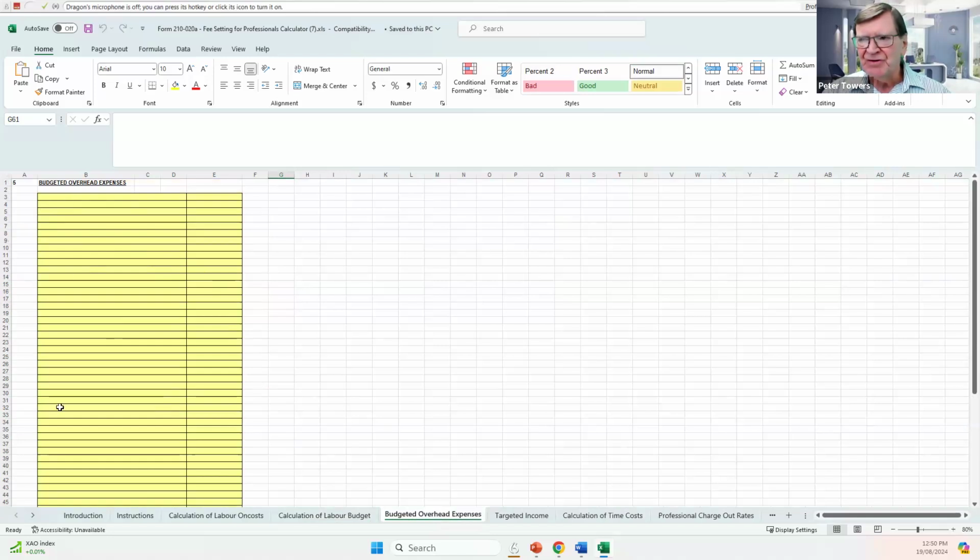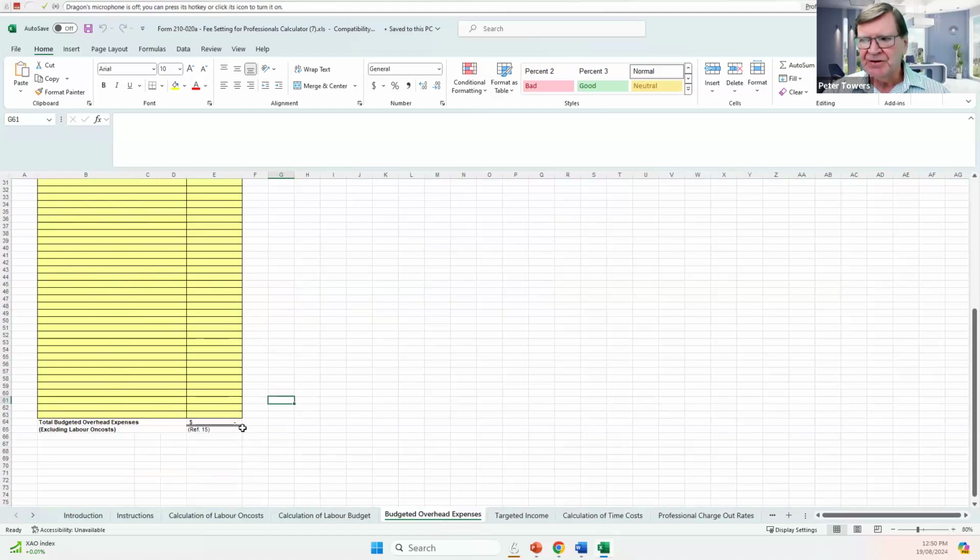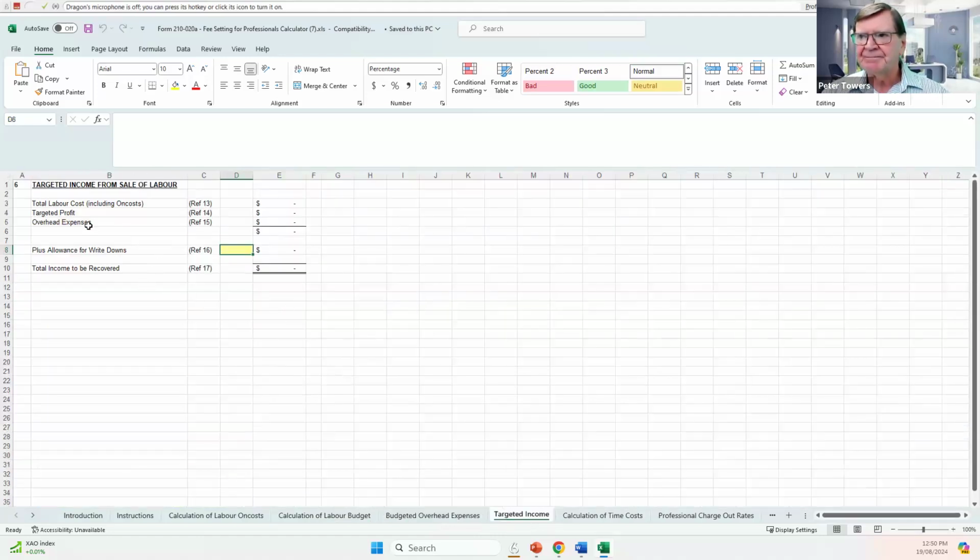At one stage, we used to go through and set out the overhead expenses, but they vary by firm. You go through and type them out. It's a budget and total it, of course. And then the system will determine the targeted income. What's the total labour cost, including the on-cost? That's figure 13 that's now transferred in. What's the targeted profit from figure 14? What's the overhead expenses, figure 15? That's the total. If you're going to budget for write-offs, and I don't like anyone doing that, but if they're going to, put that figure in, and that will be the total income to be recovered.